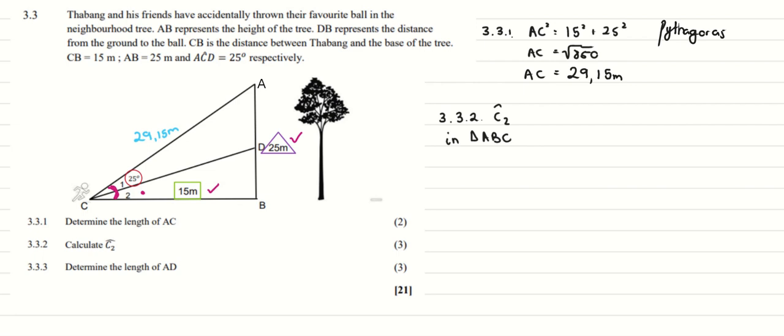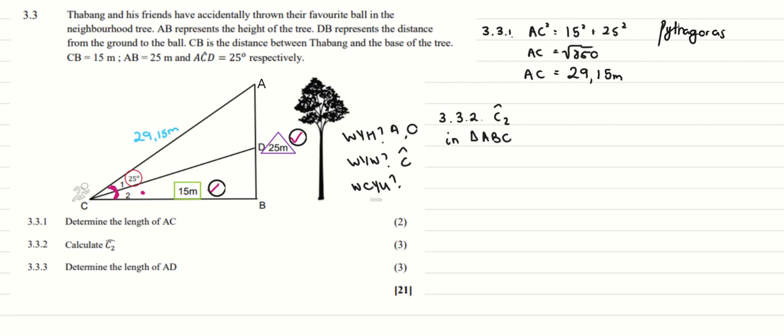So remember my questions are, what do you have? What do you want? And what can you use, right? You have 2 sides, you have the adjacent, you have the opposite, right? Here's the adjacent, here's the opposite. What do you want? You want angle C.